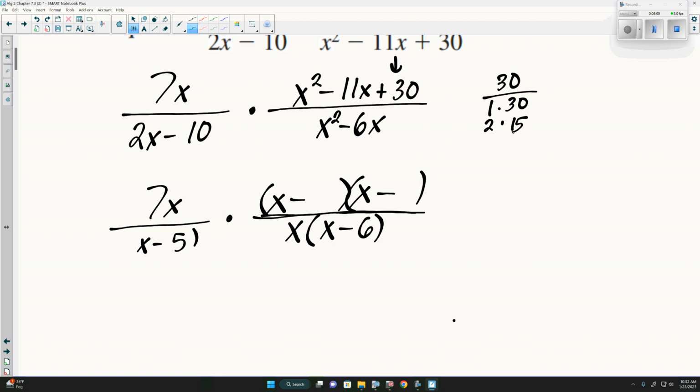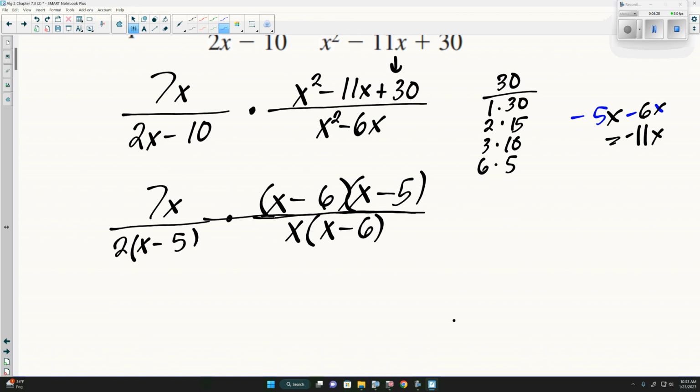So 2 and 15, 3 and 10, 6 and 5. We can do 6 and 5 first, and if we check this, x times negative 5 is negative 5x. Negative 6 times x is negative 6x, which does indeed give us negative 11x. So that is the middle term that we need to have. Now that we have those factored completely, we can multiply them together.